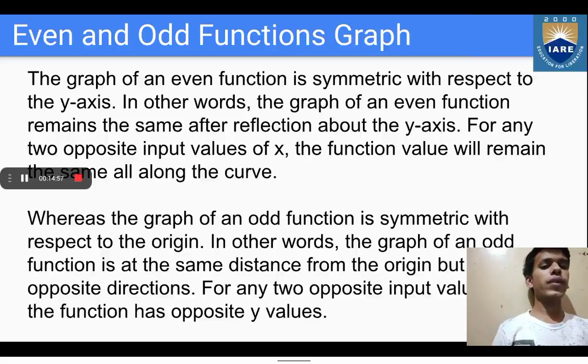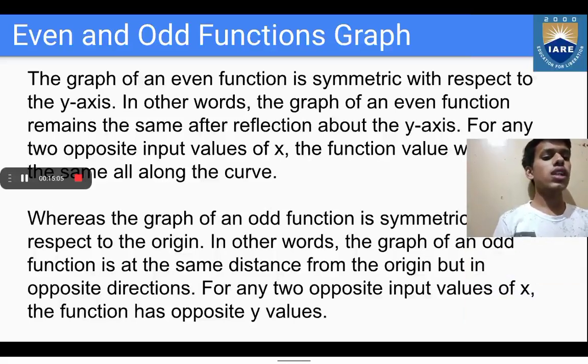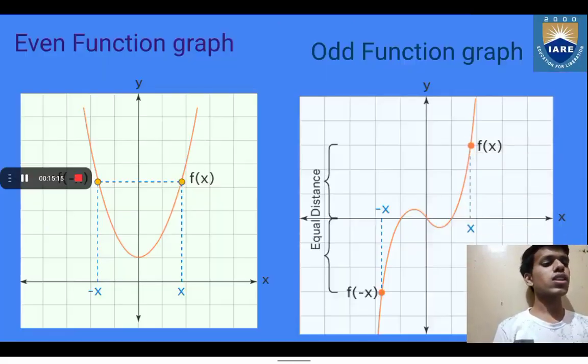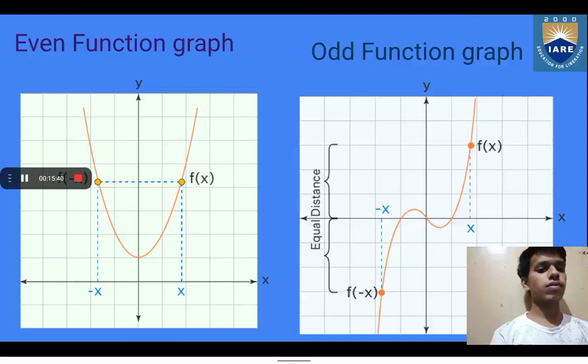Whereas the graph of an odd function is symmetric with respect to the origin. In other words, the graph of an odd function is at the same distance from the origin but in the opposite direction. For any two opposite input values of x, the function has opposite values of y. So these are the graphs of even functions and odd functions. Sorry, in an even function we have two inputs and the same output, whereas in an odd function we can see equal distance.